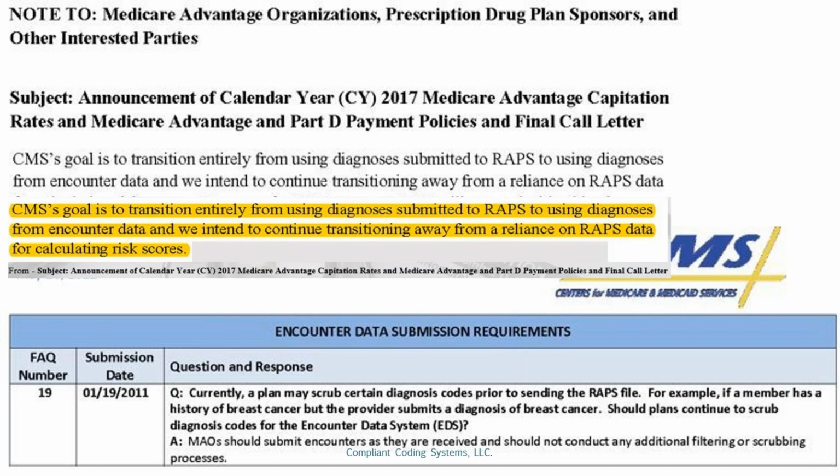The response from CMS is that MAOs, or Medicare Advantage organizations, should submit encounters as they are received and should not conduct any additional filtering or scrubbing processes. Folks, that means a provider's data that they submit to a plan will be forwarded to CMS. If it is error-ridden, it will be received by CMS as error-ridden, okay? And this is key to risk adjustment and key to compliance.